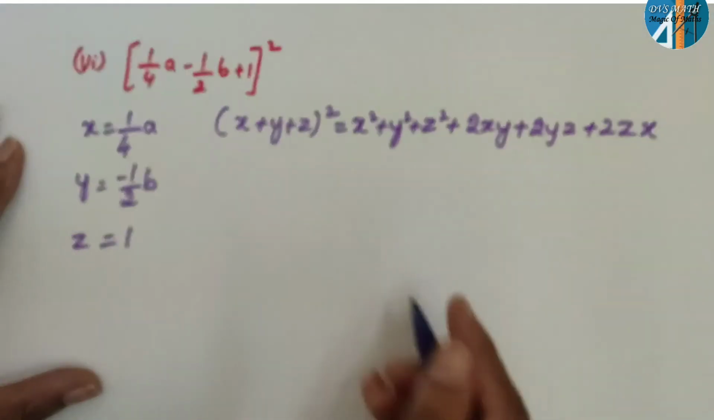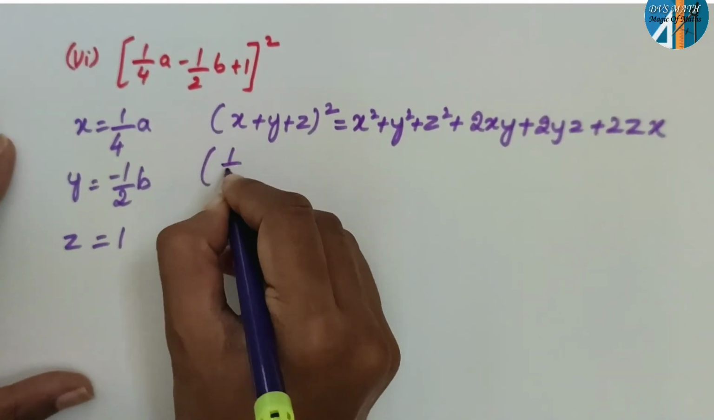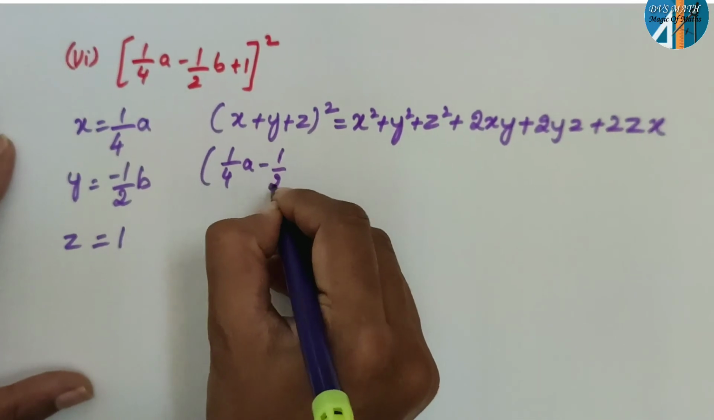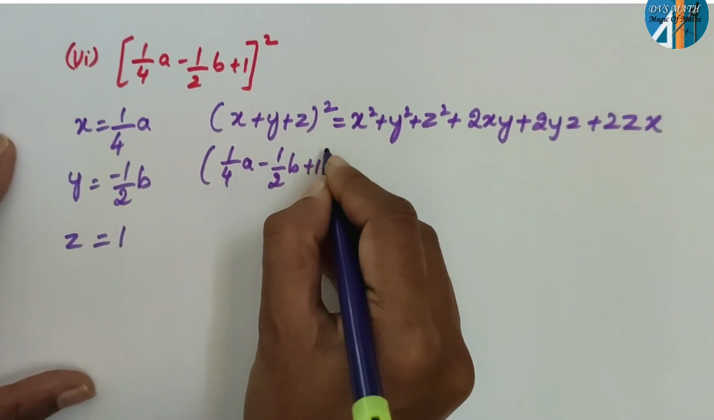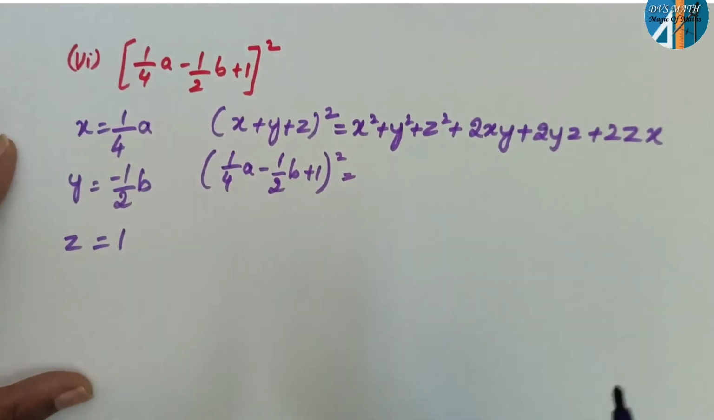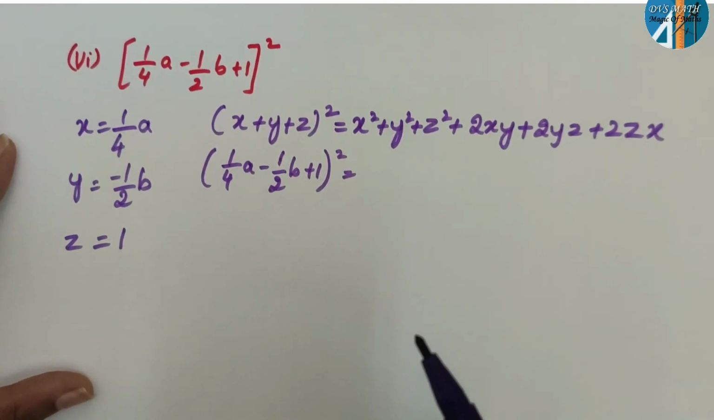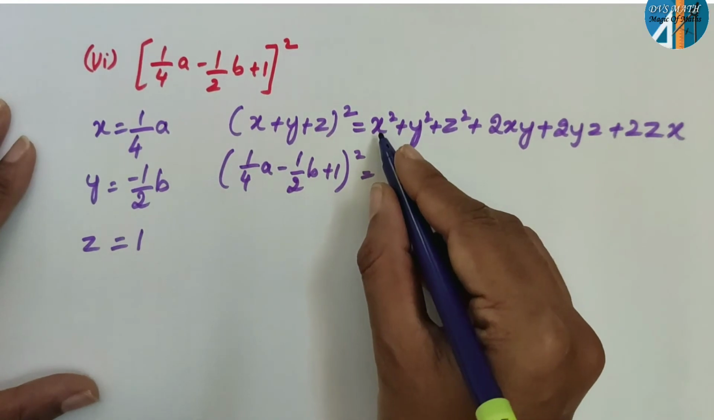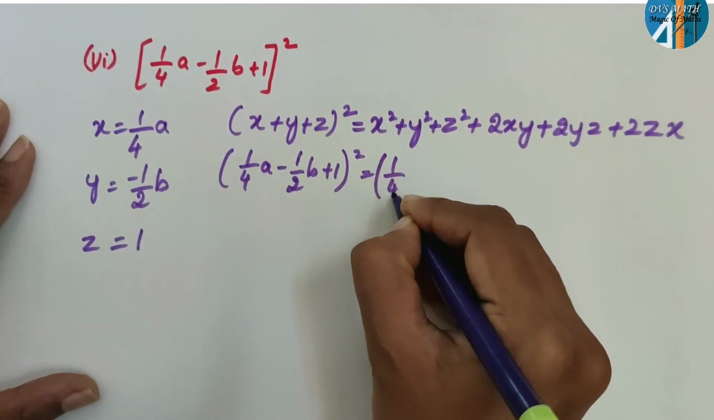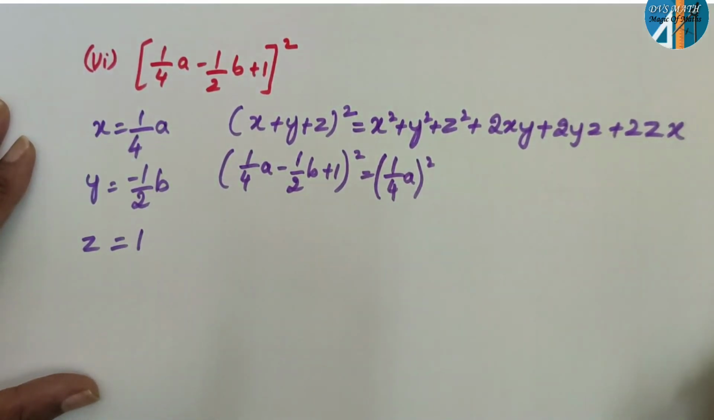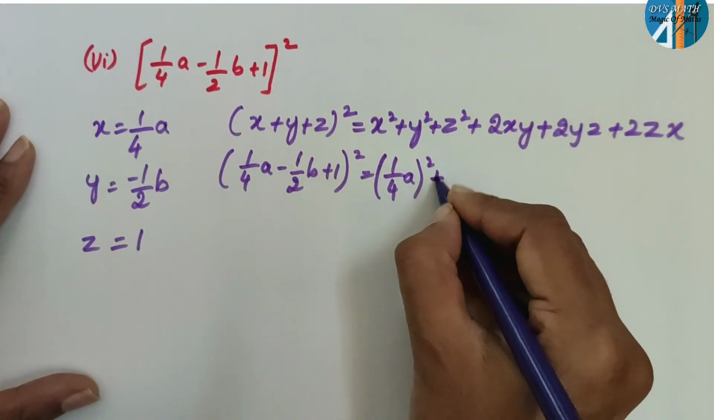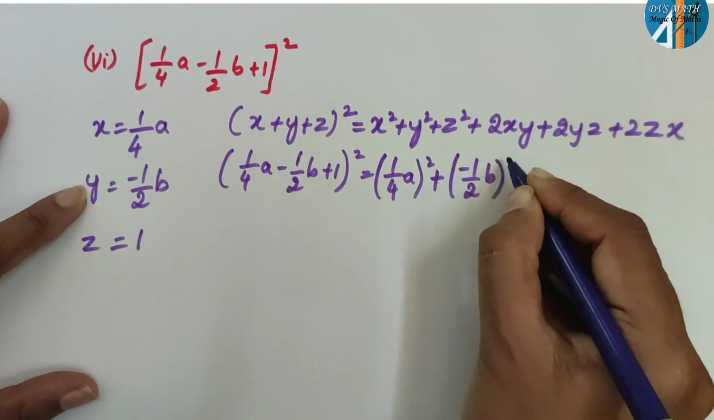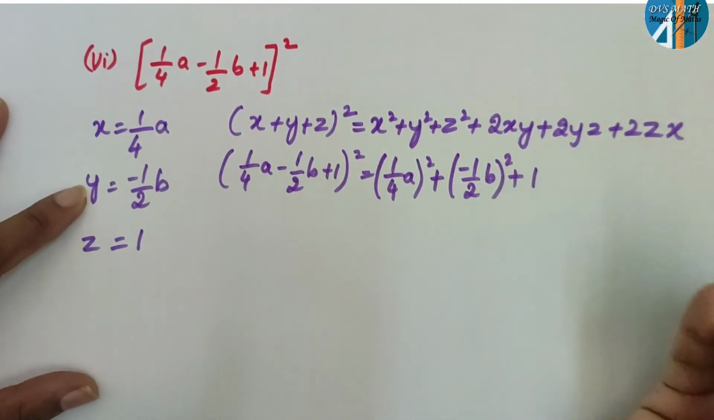Okay, now let us substitute. In the place of x we have 1 by 4a. In the place of y we have minus 1 by 2b. In the place of z we have 1. Now here let us substitute. What is x? 1 by 4a whole square. Okay, when you multiply, be careful. Plus y it is minus 1 by 2b whole square. Z square is 1 square.